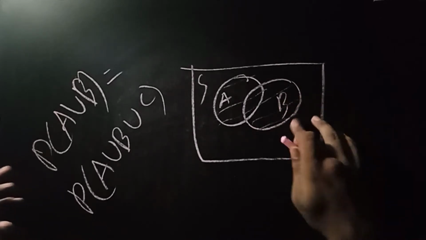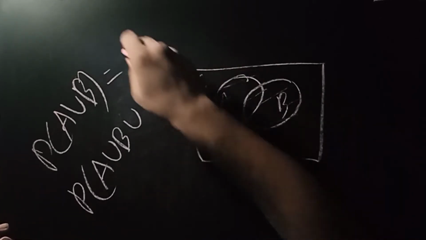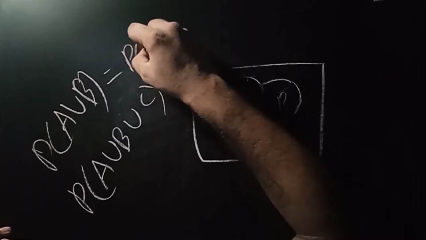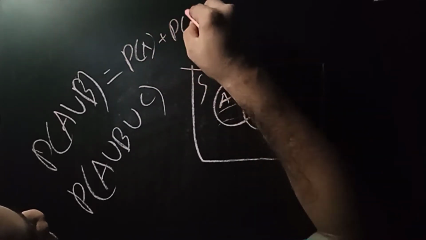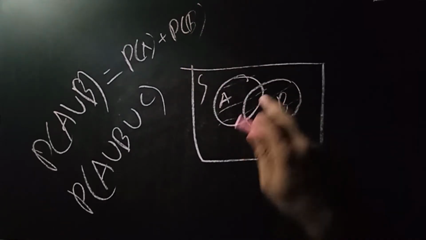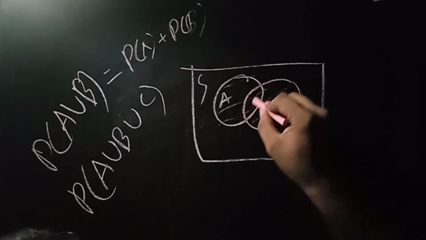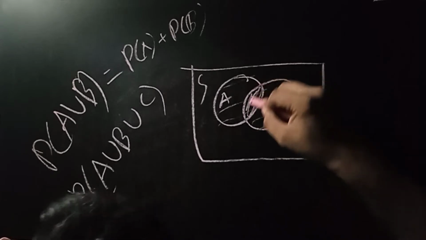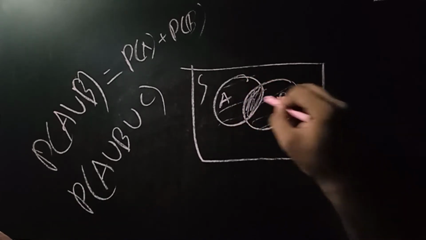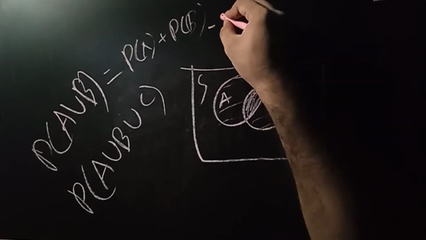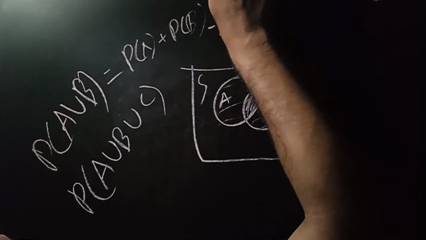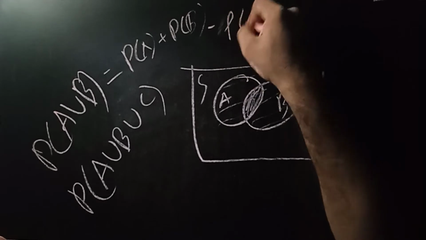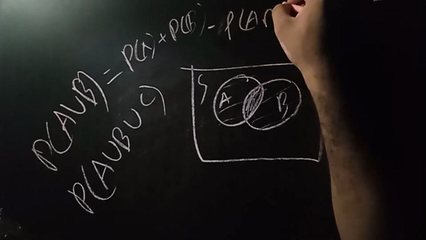Now how can we do that? We can take whole A, P of A, then whole B, plus P of B. Then if you see this intersection, this common region is taken twice, once for A and once for B. So we'll subtract that. This common region is A intersection B, so minus P of A intersection B.